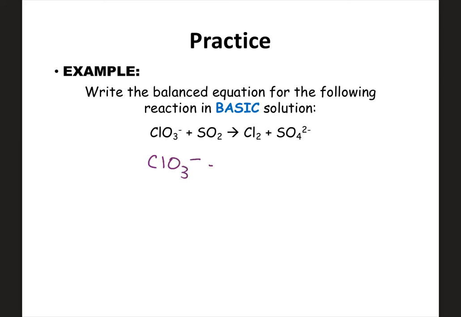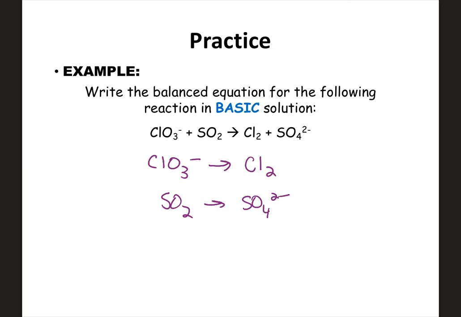And you might say, well, which substance is that going to be in the half reaction with? Well, think about it. It's got to have something with Cl in it. So that's going to be with the Cl2 here on the product side. And then you pick out the other substance, the SO2, and that would be in the half reaction with the SO4 2 minus. All right, so I wrote my half reactions.